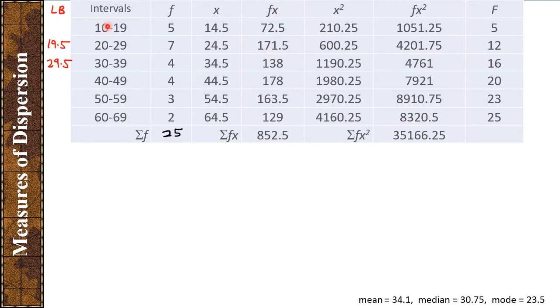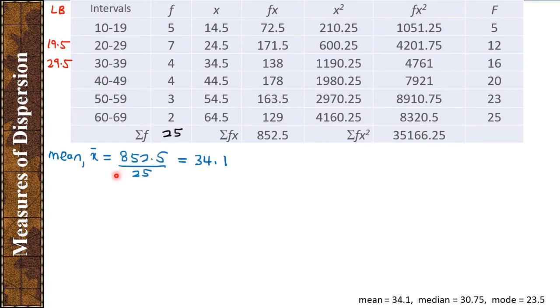And also, since we find the mean, the median and the mode, in all cases you have to use the lower boundary. So make sure you check the lower boundary. Since there is a difference between the last value of the previous class interval and the starting value of the next interval, you have to subtract 0.5 from the starting value as our lower boundary.